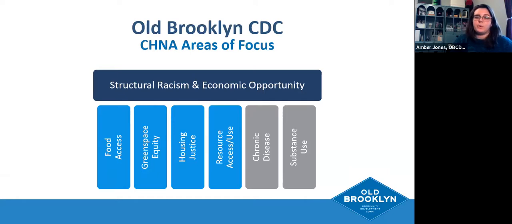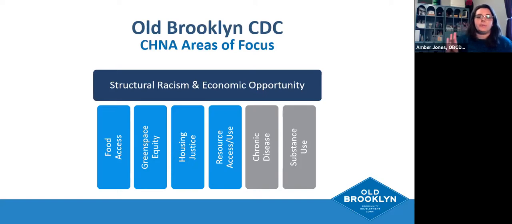really thinking through how we can provide additional housing in our community for members who are looking to move into Old Brooklyn, but also thinking about how we can repair and rehab homes and housing units that are already within Old Brooklyn. And then resource access and usage is really that focus on how do we connect the residents to the things that they need within our community.